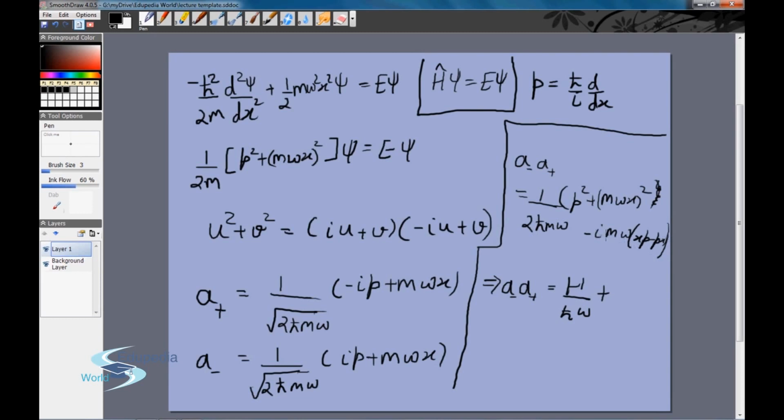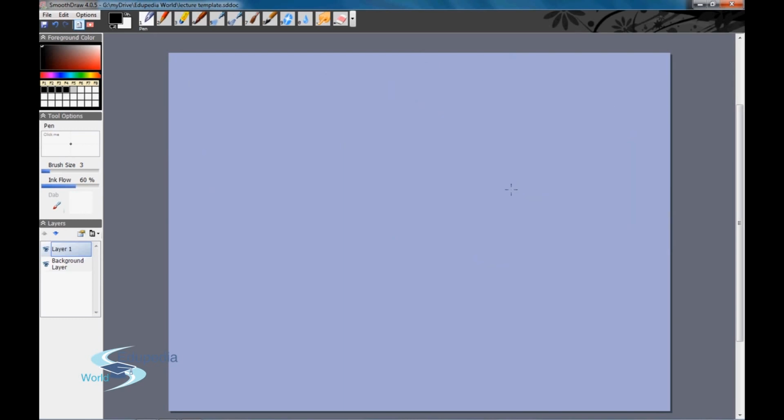Iota h multiplied by minus iota is 1. The h cancels, so plus 1 by 2. And this is the relation, a simple relation: a minus a plus is equal to the Hamiltonian by h omega plus half. This will enable us to solve this equation quite easily. So let's see what we have till now.